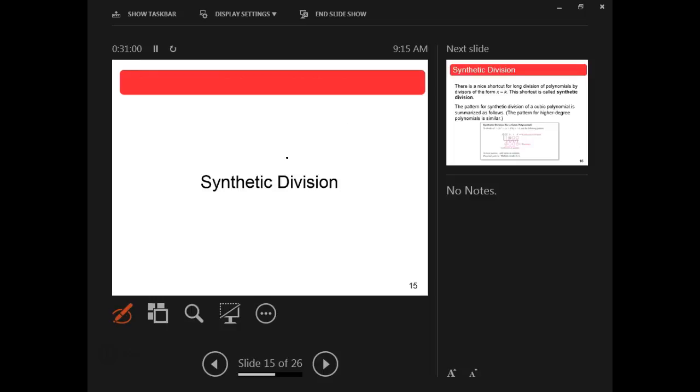Example 2. Divide x cubed minus 1 by x minus 1. I'm going to write it the way they did.